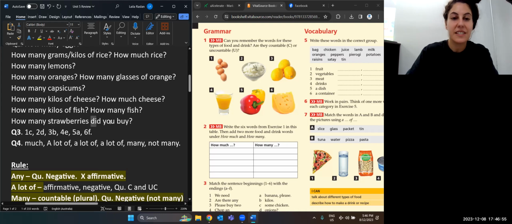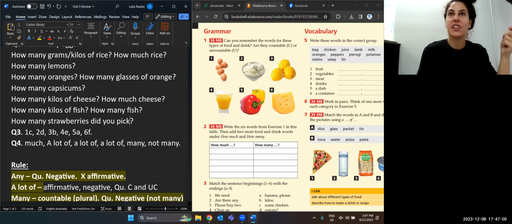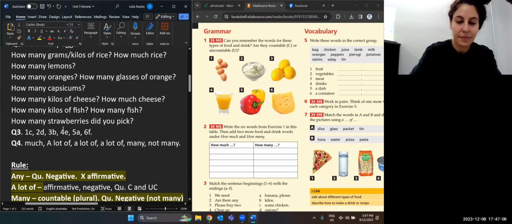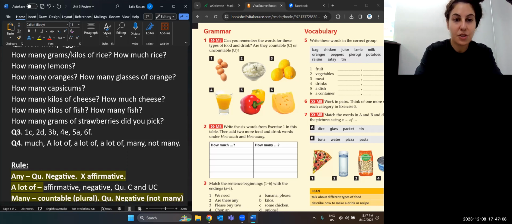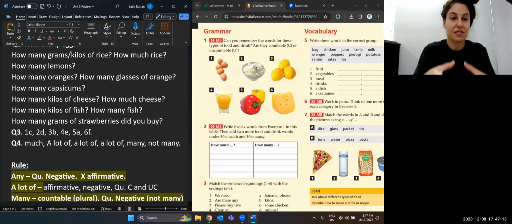Maybe how many strawberries did you pick? You know, because if you're picking the strawberries from the tree, how many did you pick? Or really, how many grams of strawberries did you buy? Because they come in packets of grams.